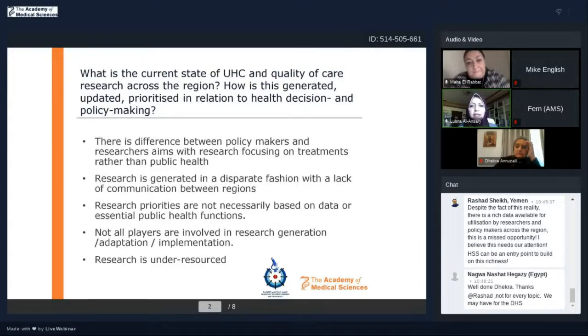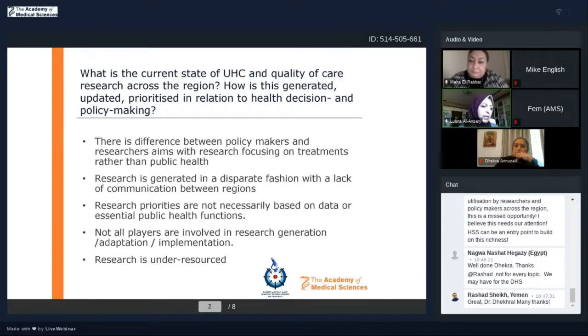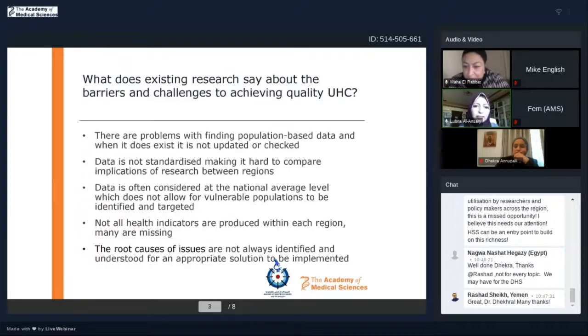Research priorities are not necessarily based on data or essential public health functions, and not all players or stakeholders are involved in research generation, adaptation, or implementation. And research is under-resourced by governmental and professional societies. This is an agony that we all share, and unfortunately the industry is widely featured in funding many of the ongoing national and subnational research, or probably even multinational. Next, please.